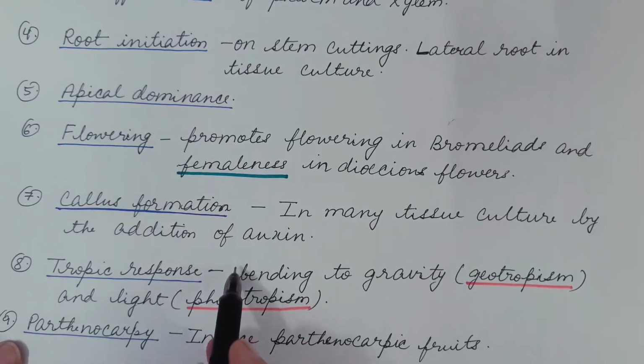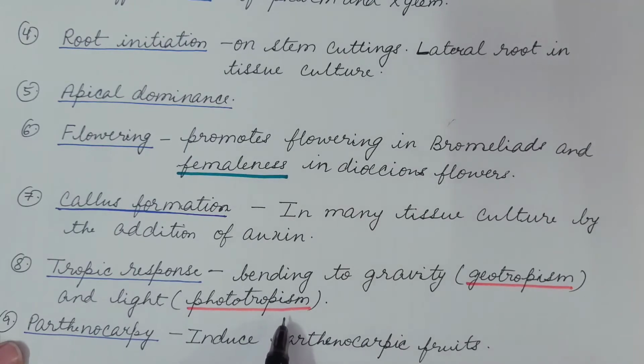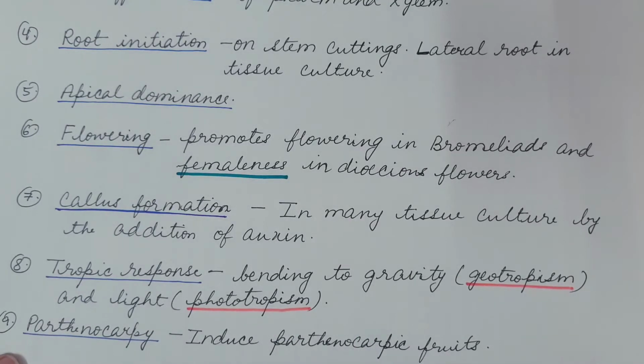Tropic response, that is bending to gravity, known as geotropism, and bending to light, known as phototropism. This phototropism we have already seen in the experiments that were conducted in the discovery of auxin. Parthenocarpy, auxin-induced parthenocarpic fruits. What are parthenocarpic fruits? Fruits that are produced without fertilization of the ovule. It occurs naturally but can be induced artificially.